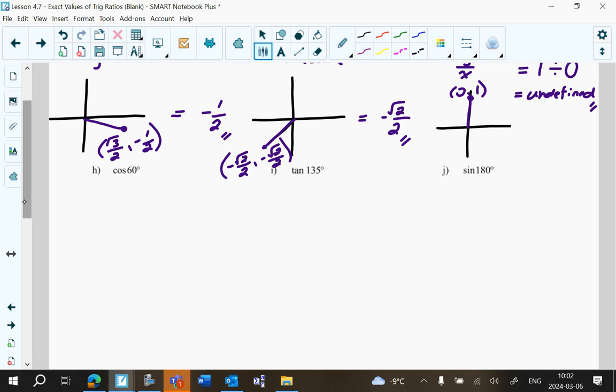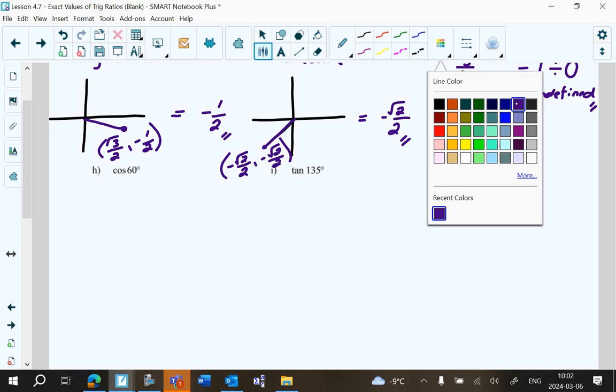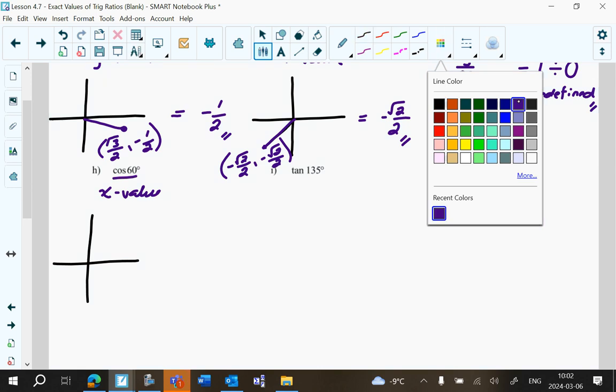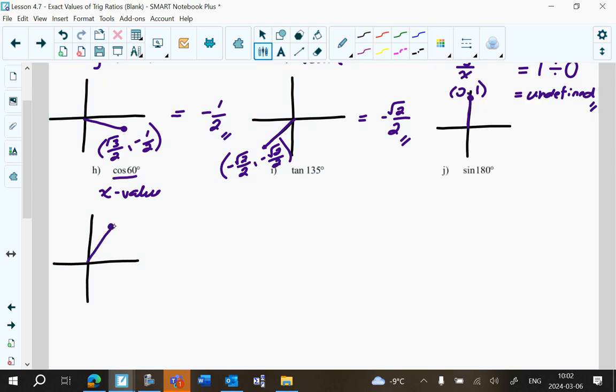Cosine of 60 degrees. That's x value. 60 is in quadrant 1. Here's 60. What's the point? So therefore, what's my answer? 1/2.